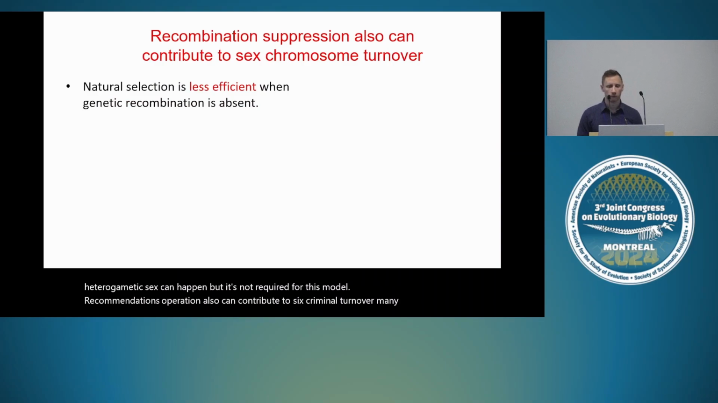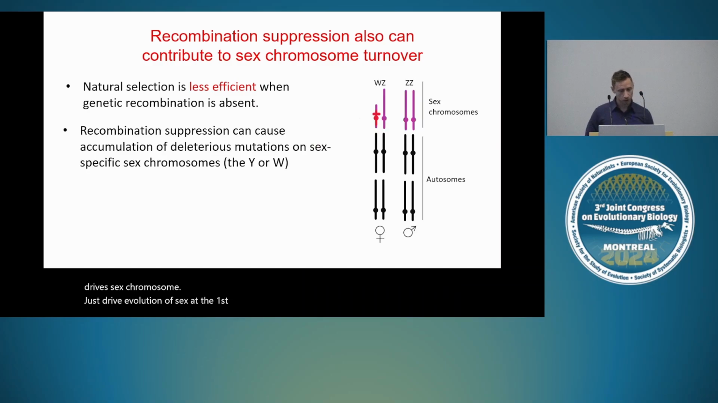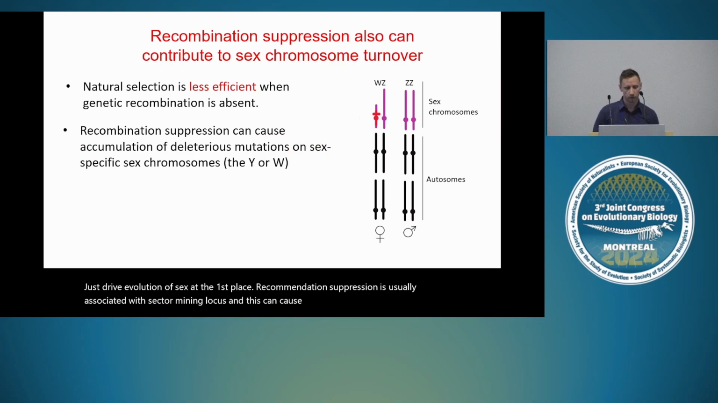Many of you probably know that natural selection is less efficient when recombination is absent, and this drives evolution of sex chromosomes in the first place. Recombination suppression is usually associated with sex-determining locus, and this can cause accumulation of deleterious mutations on sex-specific chromosomes.